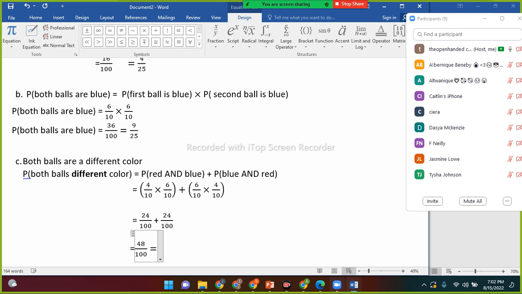12 over 25, yes. I don't really understand this though. First, you told us that because this is an independent event, you'd have to multiply. But now I see you multiplied and added, and you're using both. So how would I know when to use this? Okay, it's clear, because look at what you're doing.